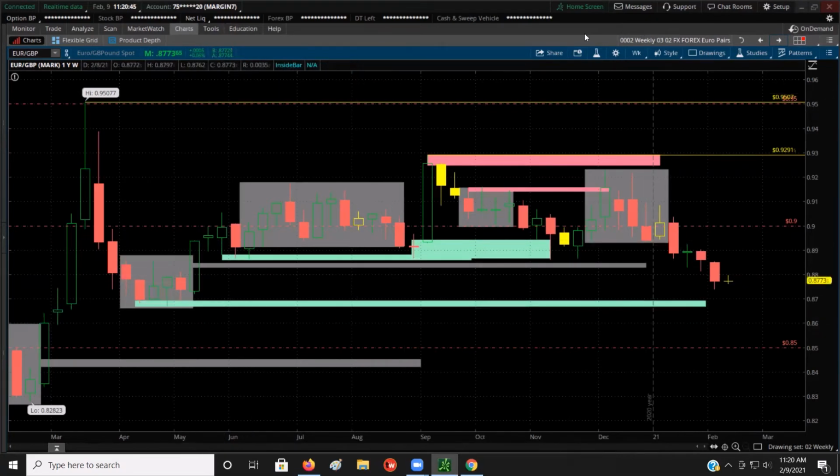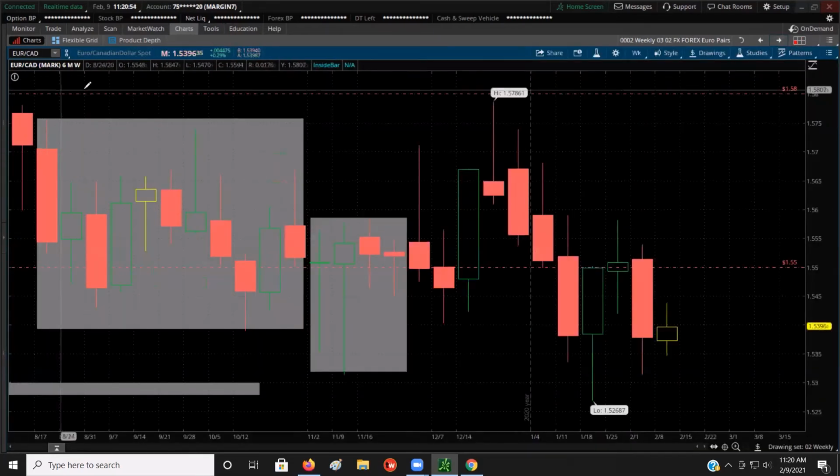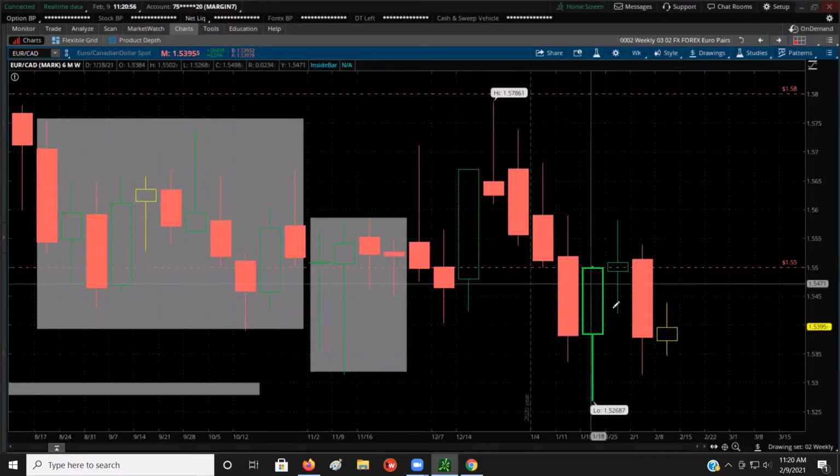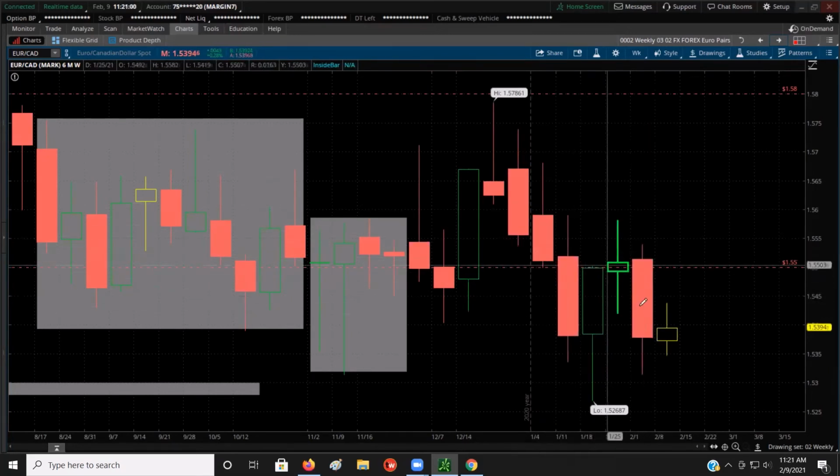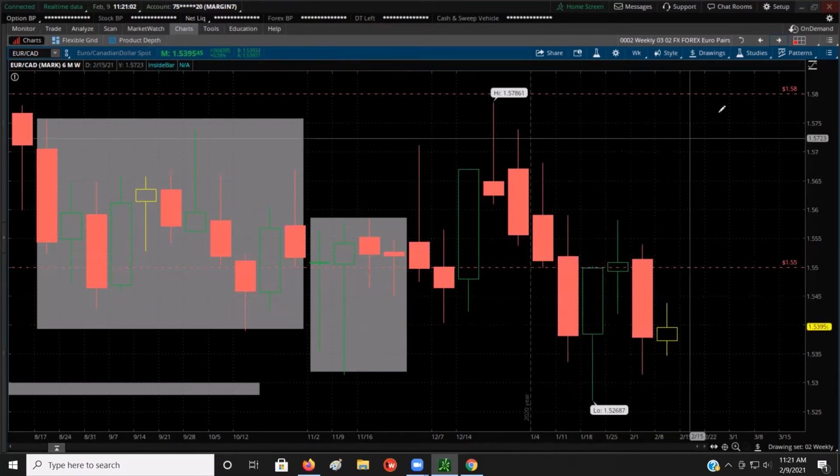But again, the takeaway is what? The pound is super strong against the US dollar and the euro. I have to check some other currency pairs. Euro Canadian, a lot of chop, but the trend is not so clear, just an exhalation.